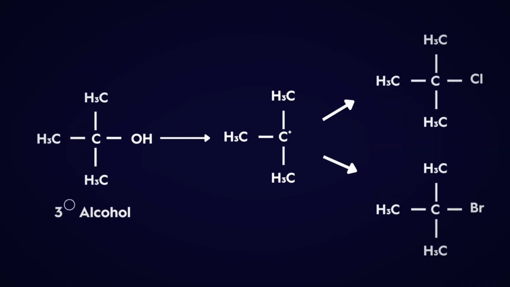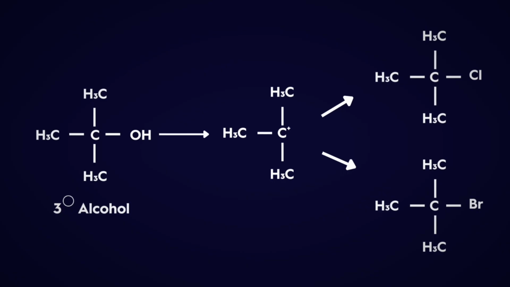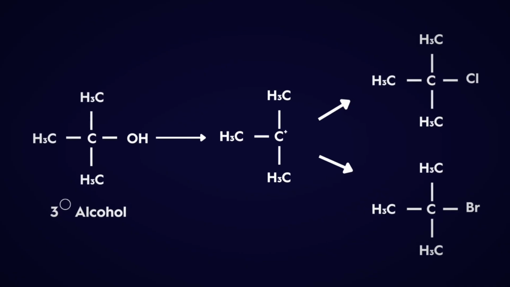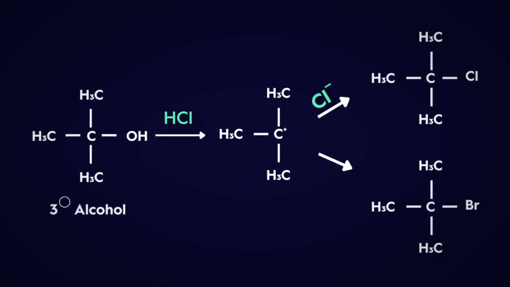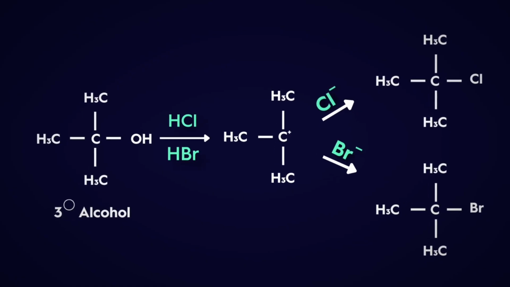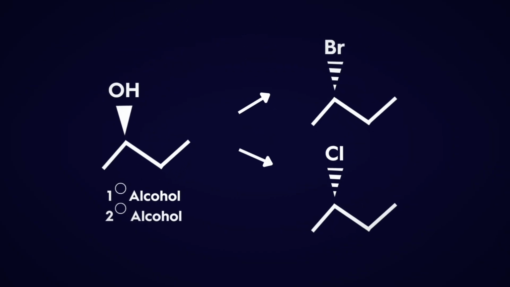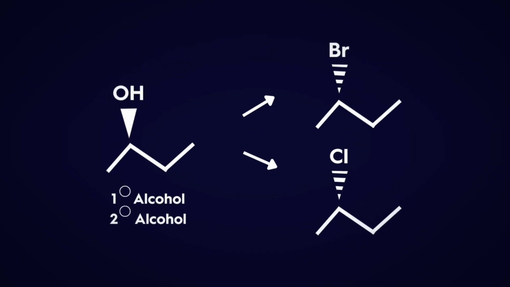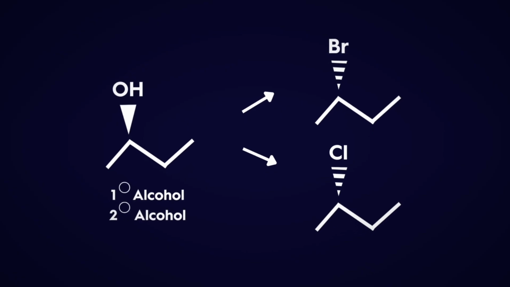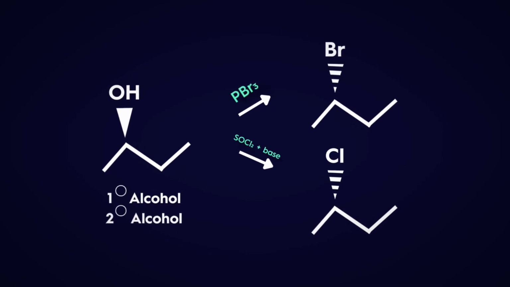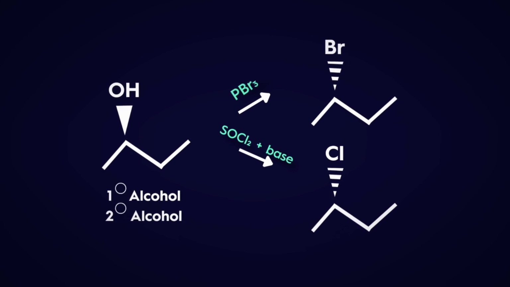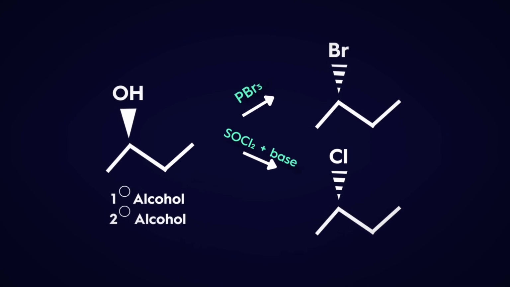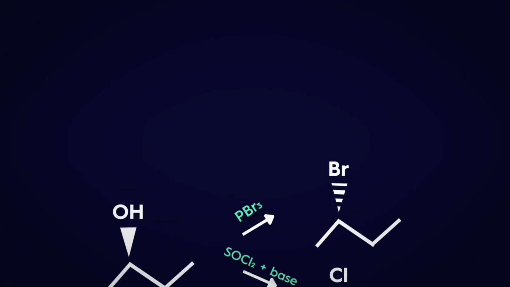Here is the mental map. Tertiary alcohols favor unimolecular nucleophilic substitution, or SN1, with strong hydrogen halides, such as hydrogen chloride or hydrogen bromide. Primary and many secondary alcohols favor bimolecular nucleophilic substitution, or SN2, using phosphorus tribromide, or thionyl chloride, which avoids unstable carbocations and inverts stereochemistry. With the map in hand, let us build a concrete example.